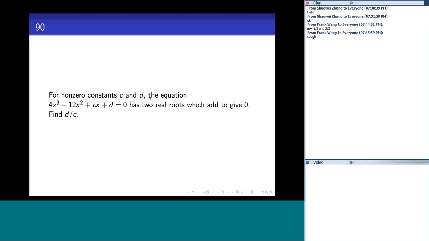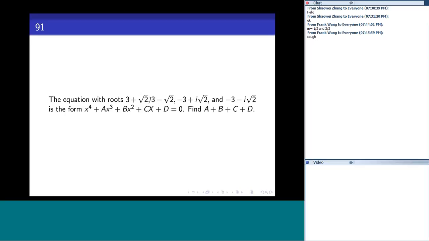Okay, move on to the next one. The equation with the roots. Then you find a plus b plus c. This should be straightforward, okay? You can construct the equation. Maybe we don't need to look at it. Any problem? No. Check it anyway. So what do you have, William?